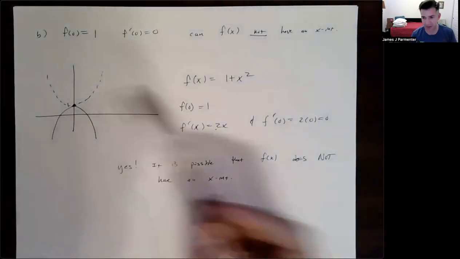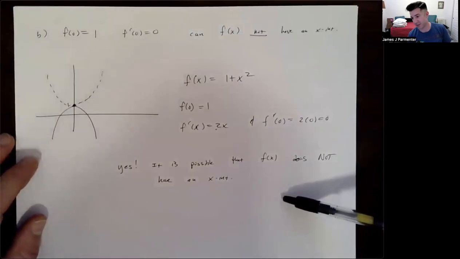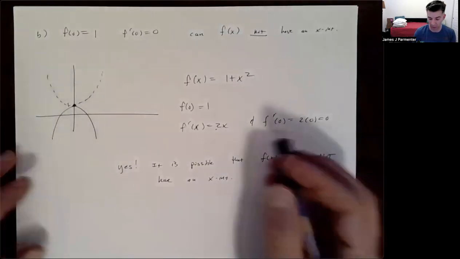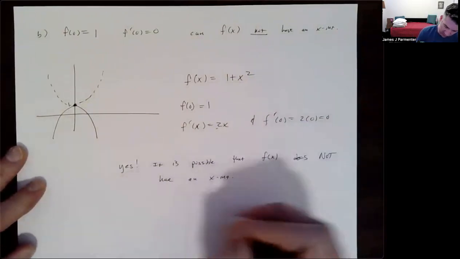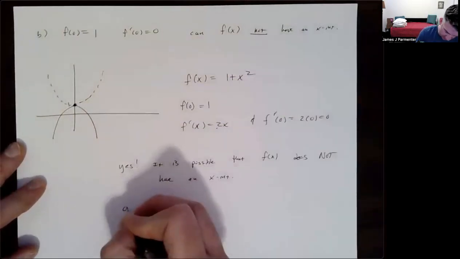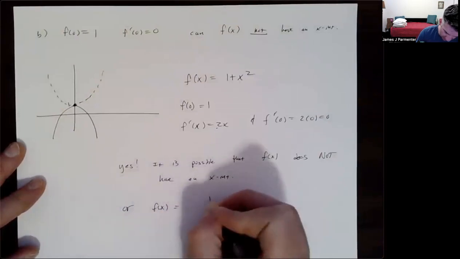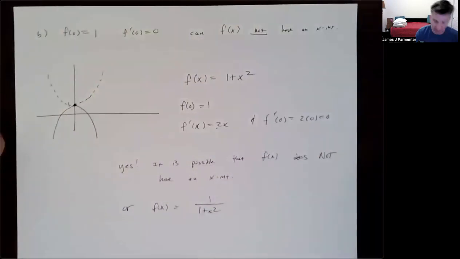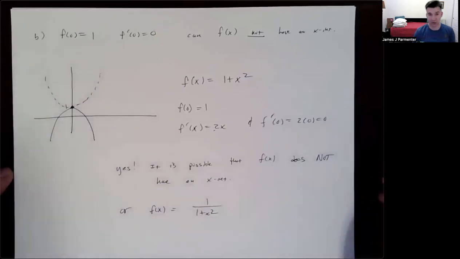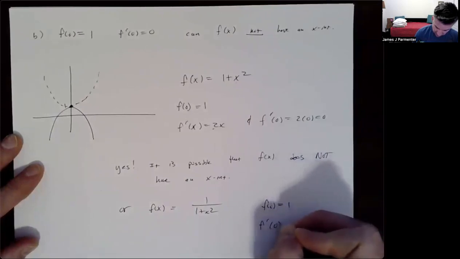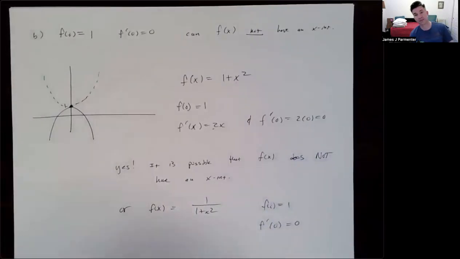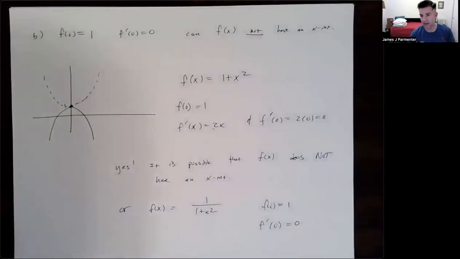Yeah, in fact, sorry, I thought he came up with a different function. I was reading it differently. But there are lots of functions that would also work here. Another good example of this would be f of x equal to 1 over 1 plus x squared. Definitely has no x-intercepts. Certainly does equal 1 when f of 0 is 1. And I will tell you f prime of 0 is equal to 0. Cool.